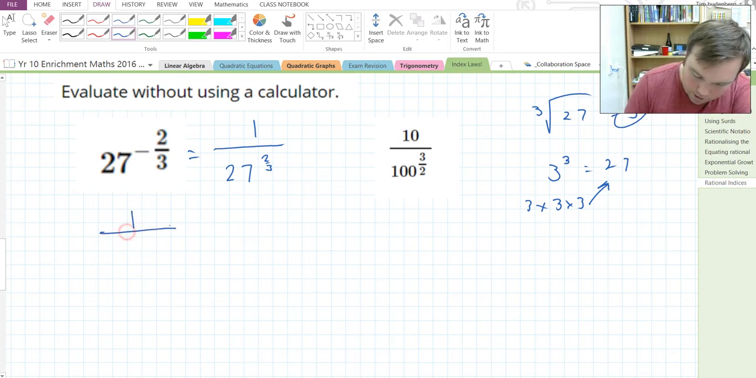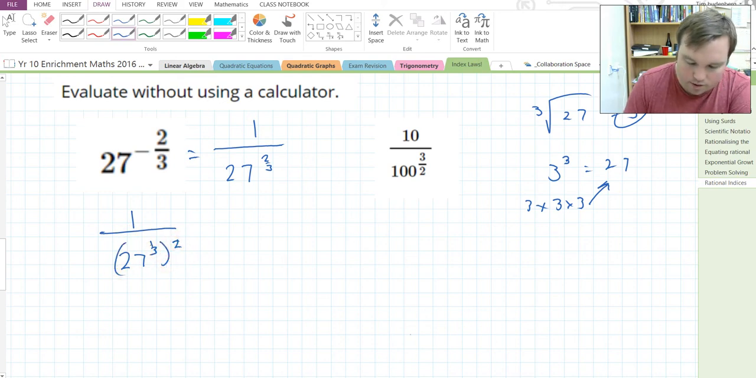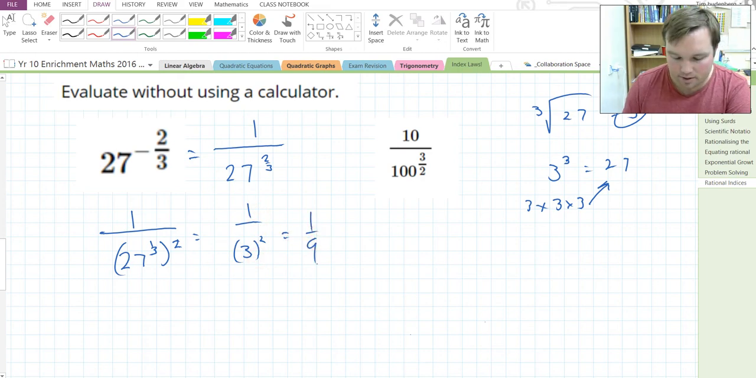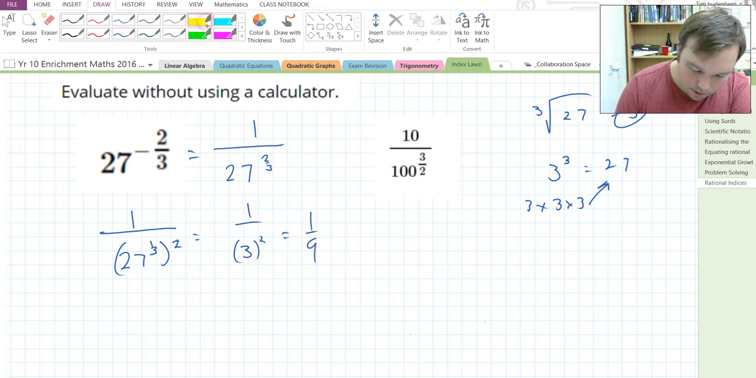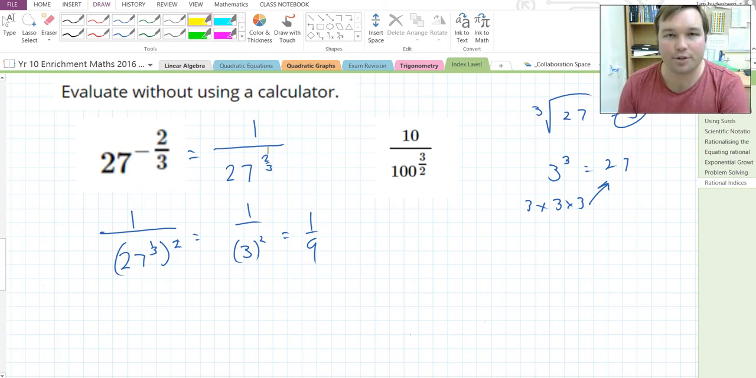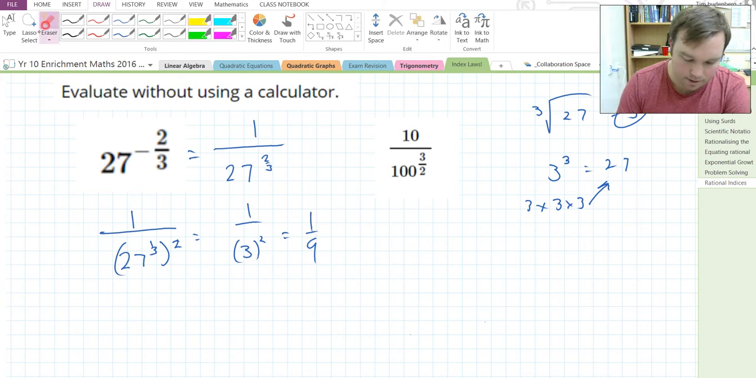That is going to be 1 over 27 cubed squared, because 2 times a third is 2/3. Now, 27 to the power of a third is the same as the cube root of 27, which is 3. So that's really 1 over 3 squared, or 1/9. Yeah? Now, it takes practice to be able to spot that 27, when you cube root it, will drop out nicely. And this is why we're going to do practice on this type of thing.